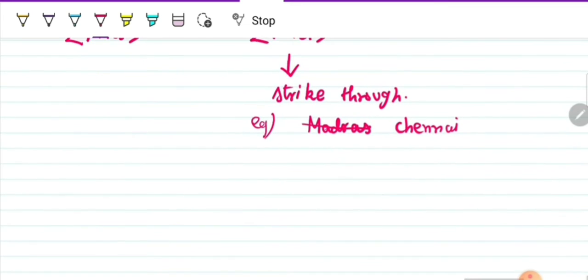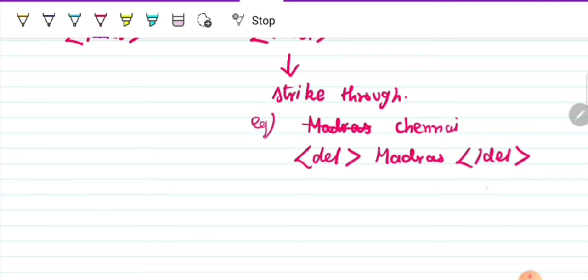How you have to write this: delete Madras, then close the tag. Then next you write Chennai. And then how will the output be displayed? Yes, like this. Madras will be struck through and next you will have Chennai. Similar is the case when you write anything wrong: you strike it off and proceed with the right thing. For that the tag used is DEL.